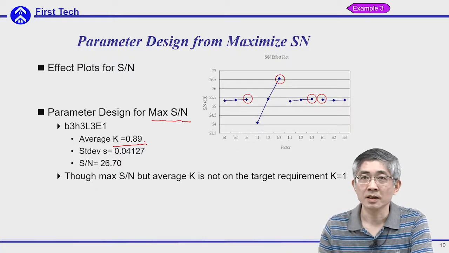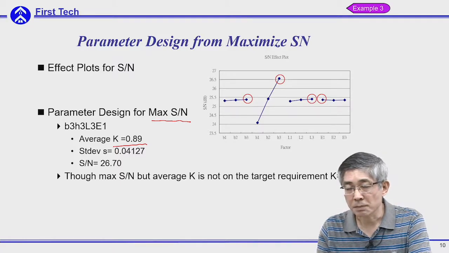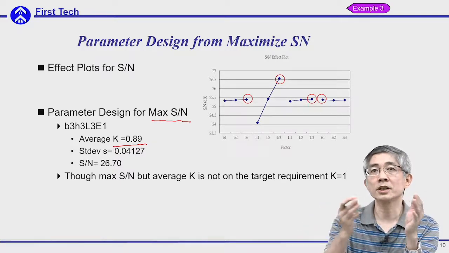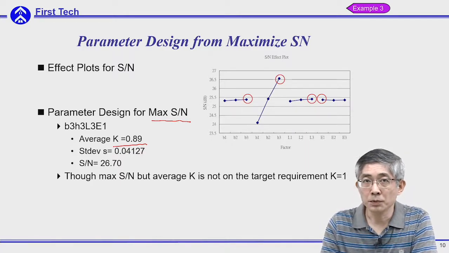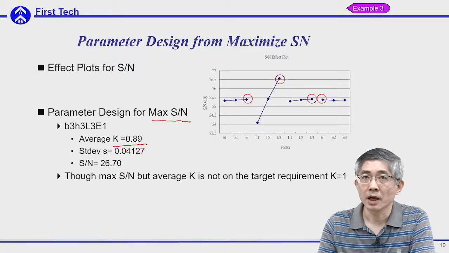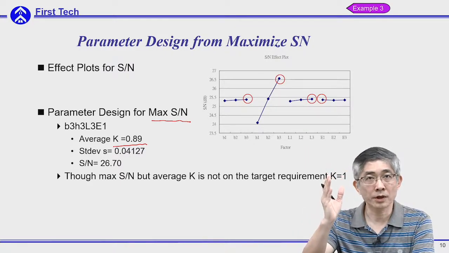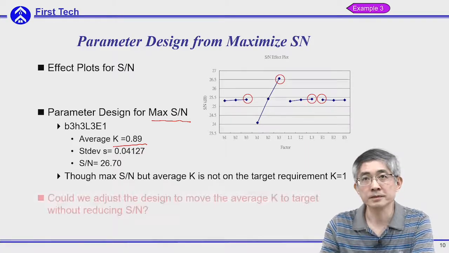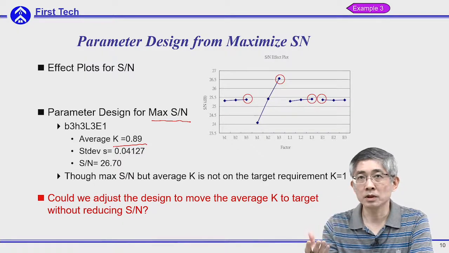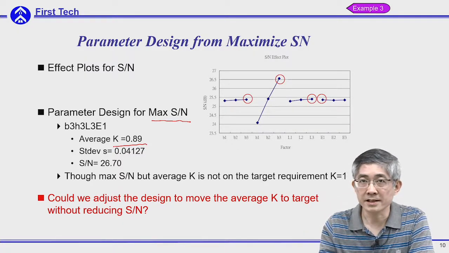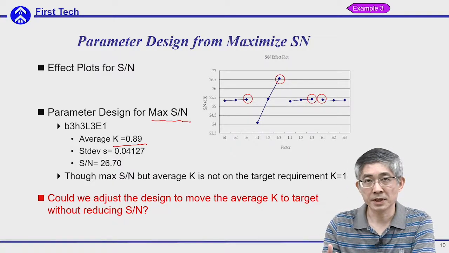So Taguchi methods suggest that, if possible, we can find an alternative design which has a similar SN output to this one. However, the mean output can be adjusted to the target where K is equal to 1. So the problem is, how can we maintain our result for maximizing SN but move our design target to 1, which I will explain in the following section.